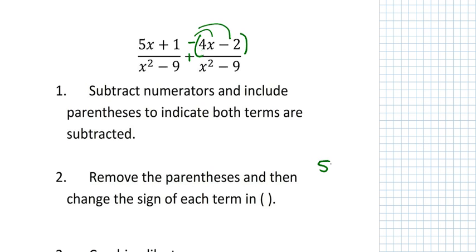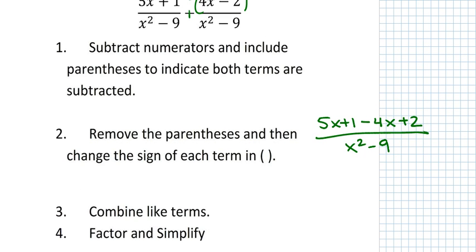So it becomes 5x plus 1 minus 4x plus 2. That is the numerator. The denominator is common, so it's x squared minus 9. I'd combine like terms, so 5x minus 4x is x, 1 plus 2 is 3, over x squared minus 9.